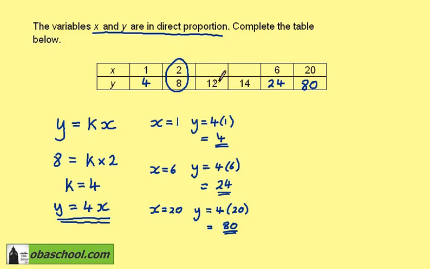Now consider here where y is 12. If we know that y is equal to 12, we can substitute into the formula, and we get 12 is equal to 4 times x. Dividing both sides by 4 gives us that x is equal to 3.